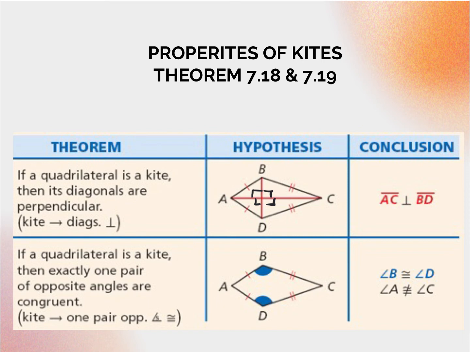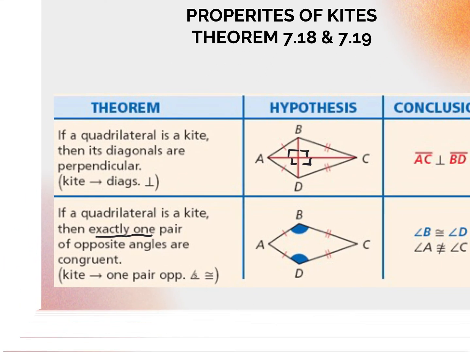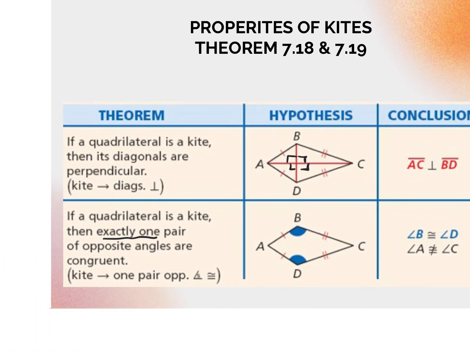Then the second theorem: if a quadrilateral is a kite, then exactly 1 pair of opposite angles are congruent. If both pairs were congruent, then it would be a parallelogram. And again, a kite is not a parallelogram. So only 1 pair, and that pair is formed when the 2 non-congruent sides intersect. So in this picture, B and D are the congruent angles, and notice they're formed by the 2 non-congruent sides. However, A and C would not be congruent angles.